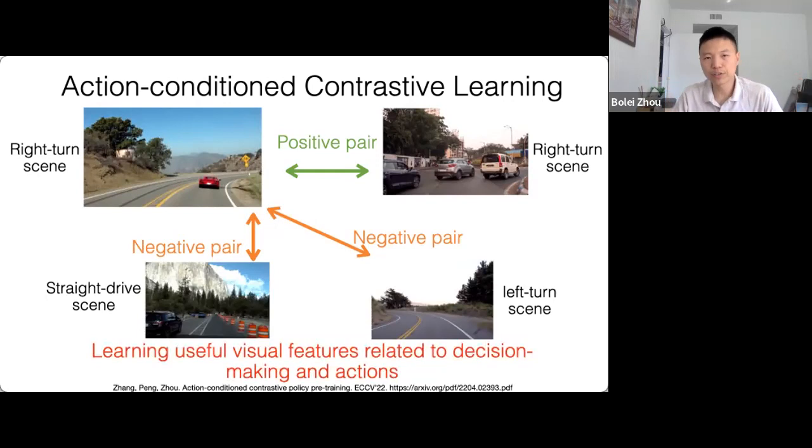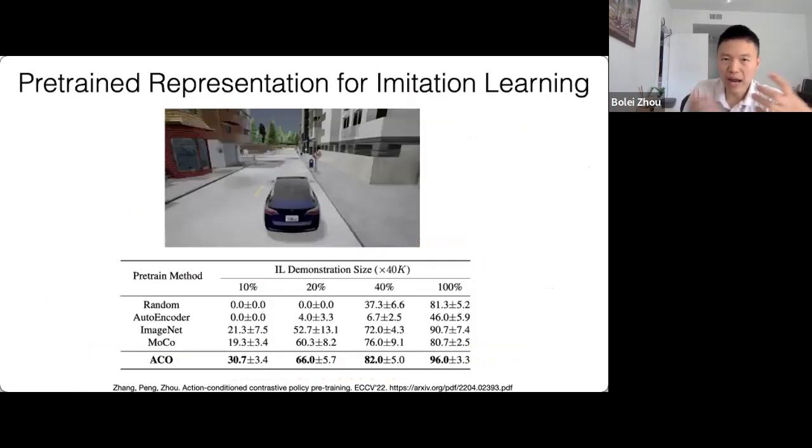From this kind of design, the action is naturally modeled inside this pair construction, so we can learn the features that are most relevant to decision making and the action for driving. After this kind of training, we evaluate the pre-trained weights and compare with other self-supervised methods and even some ImageNet pre-trained weights on some driving tasks. We evaluate the weights on this CARLA dataset for some imitation learning tasks.